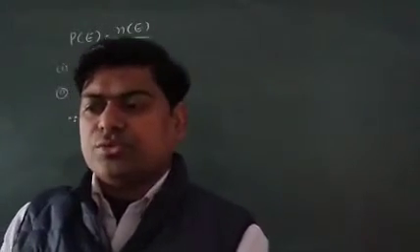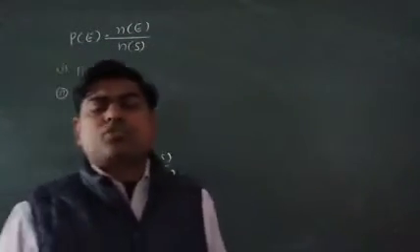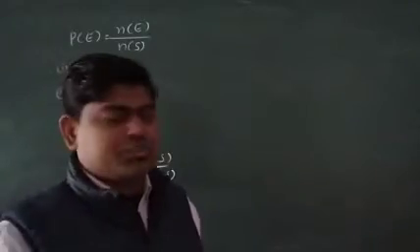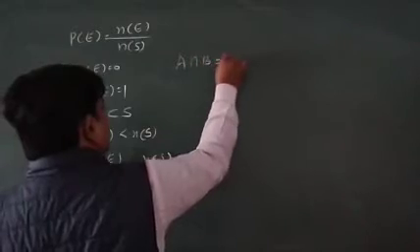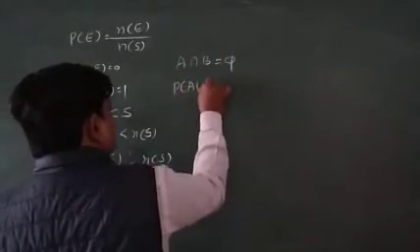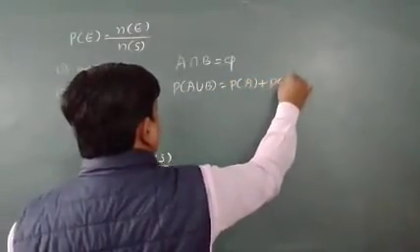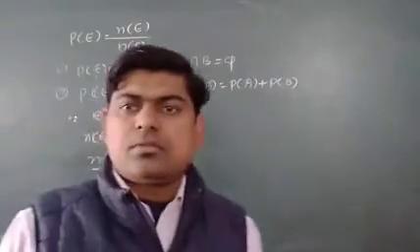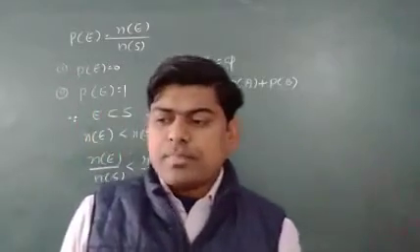These are a few things. Second, if I have two mutually exclusive events, where exclusive means A intersection B is equal to phi, in this case the probability of A union B is simply the probability of A plus the probability of B. I will prove this theorem in the next exercise, how it has come.